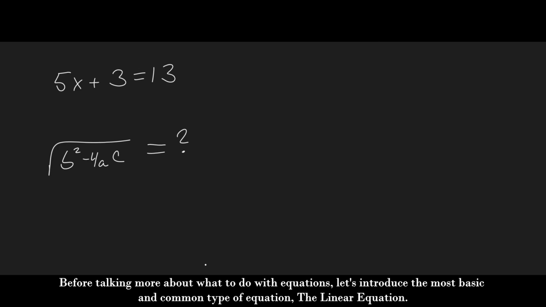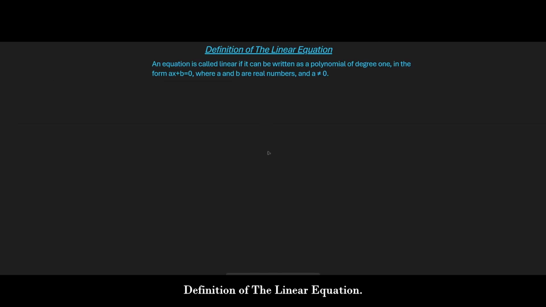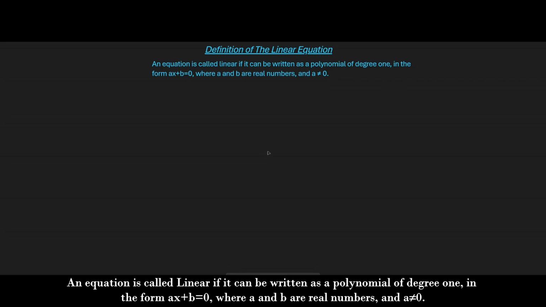Before talking more about what to do with equations, let's introduce the most basic and common type of equation, the linear equation. Definition of the linear equation. An equation is called linear if it can be written as a polynomial of degree 1 in the form ax plus b equals 0, where a and b are real numbers and a does not equal 0.